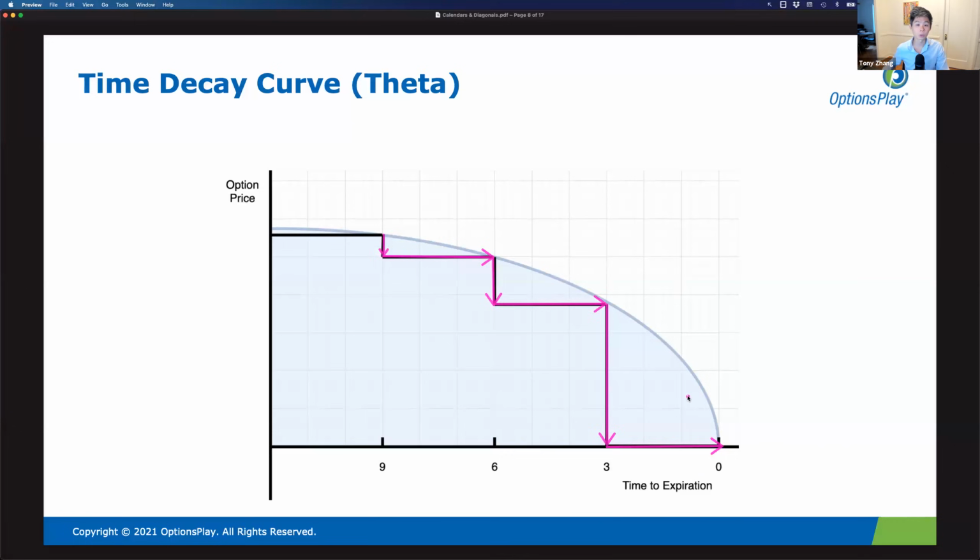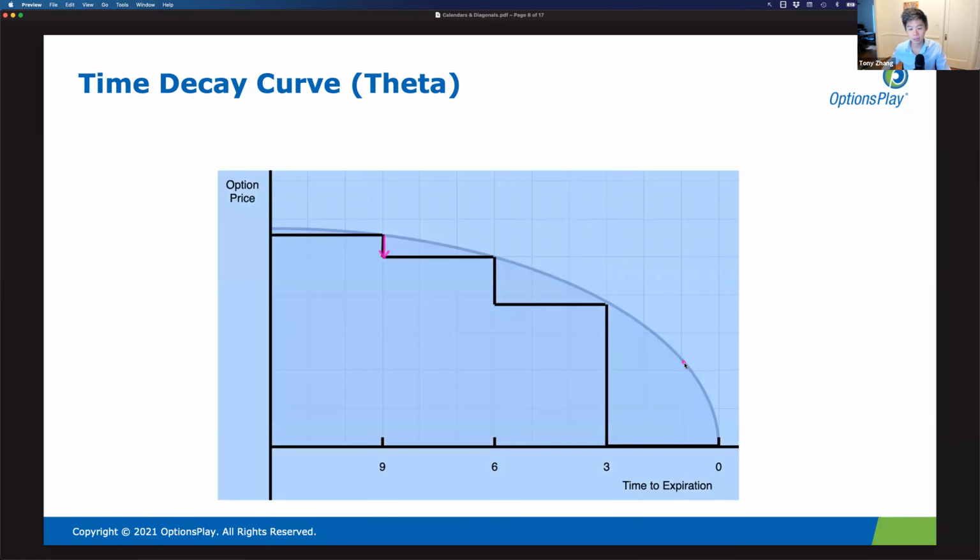And generally speaking, when you're buying, you want something with low time decay, because you don't want that value to decline very fast, or else that's going to eat away into your profits. On the flip side, if you're short an option, if you've sold an option, you want that time decay to be as fast as possible.